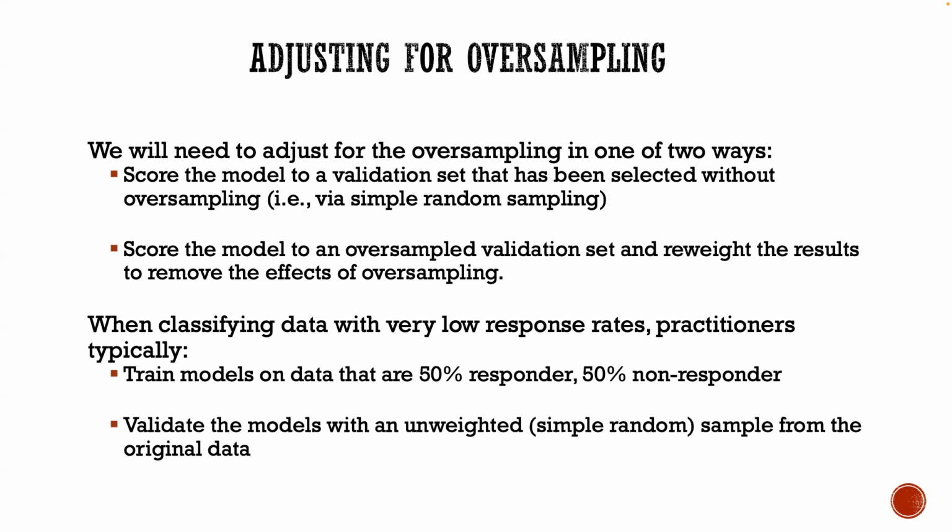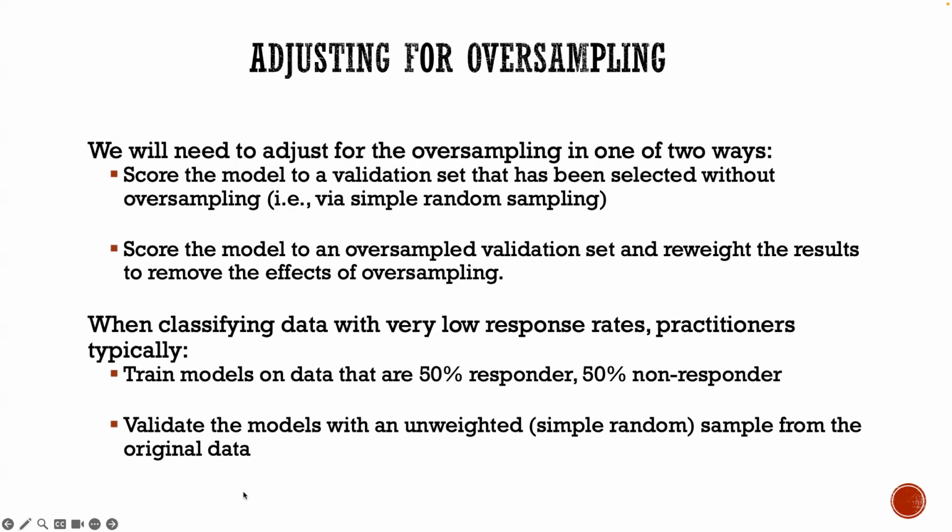In the validation set, we want to keep it the way it is, randomly there. And then score the model to an oversampled validation set and reweight the results to remove the effects of oversampling. So this is another way of doing it: you oversample the validation set as well, just like the training set, but then the reweighting is done to remove the effects of oversampling. So that's another approach that can be used.